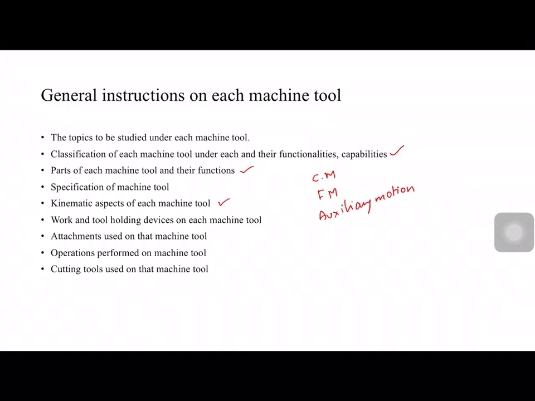Or like that, you need to understand the kinematic aspects related to the machine tool. And then we will talk about what are the work holding devices and tool holding devices on machine tool. So if you want to hold the work part, then what are all the other accessories that are required on that machine tool? So if I'm talking about the lathe machine, the work part can be placed by using different types of accessories. First thing is the chuck.